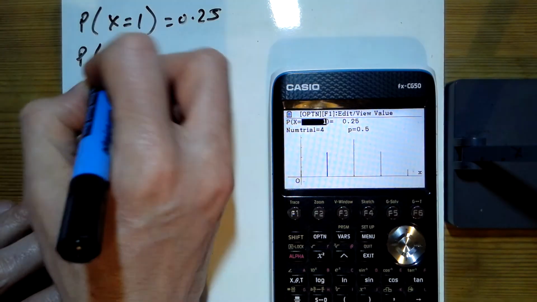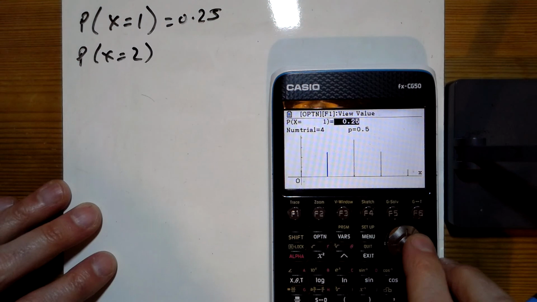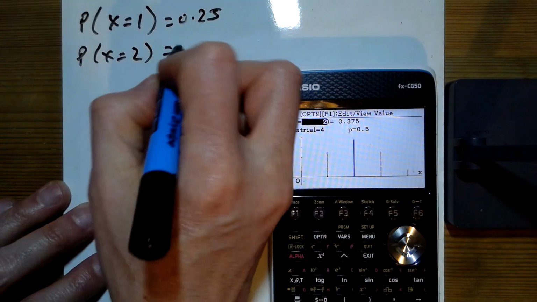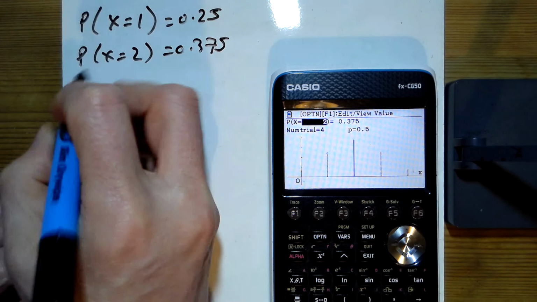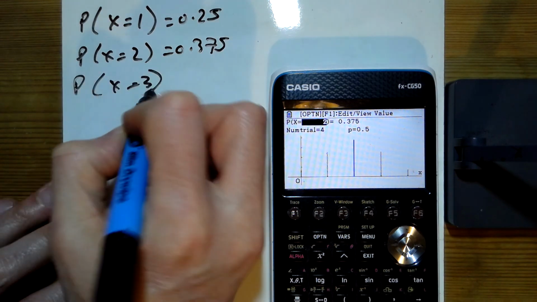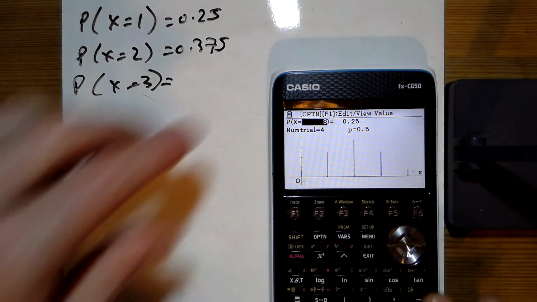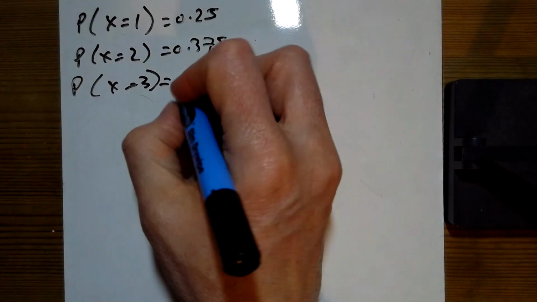The probability that x is equal to 2, that's the next one after. Let's just change that to a 2. And that one's 0.375. And the probability that x is equal to 3, that's back to 0.25 again, isn't it? Because it's a binomial and it's symmetrical there.